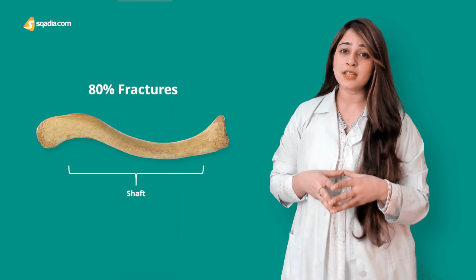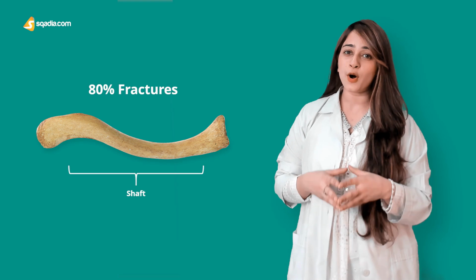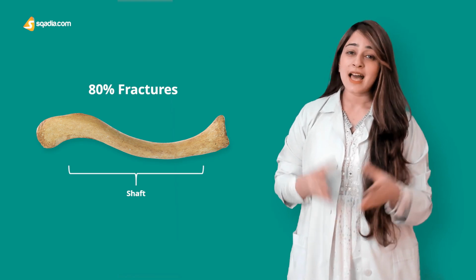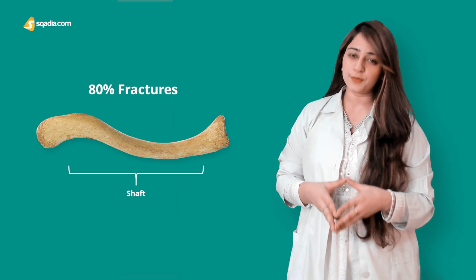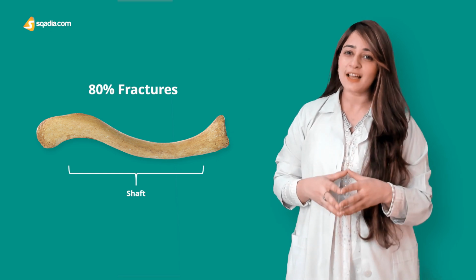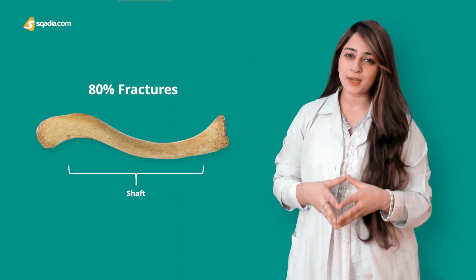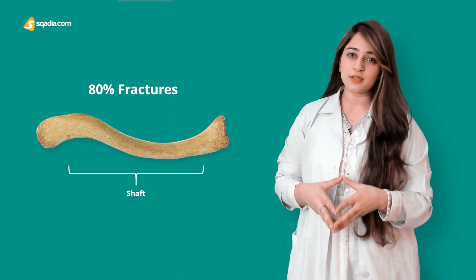80% of fractures occur on the middle 1/3 of the shaft of the clavicle, as it is the weakest point of the bone. Strong clavicles of adults are less frequently fractured than slender ones of children.